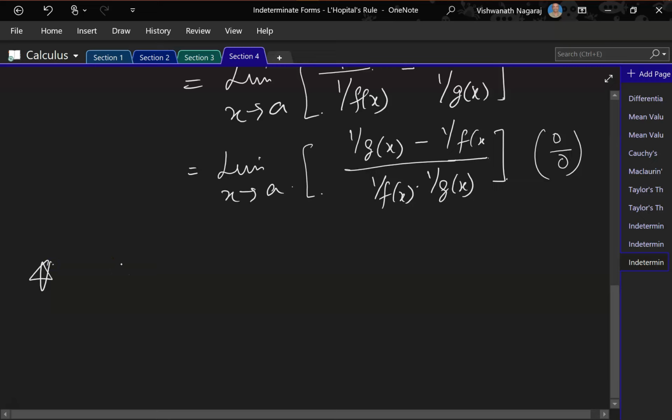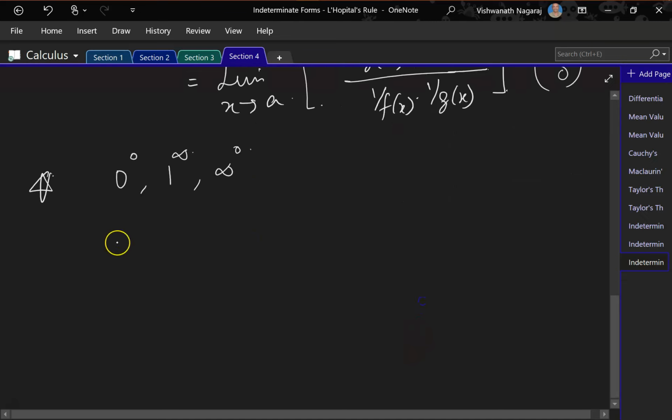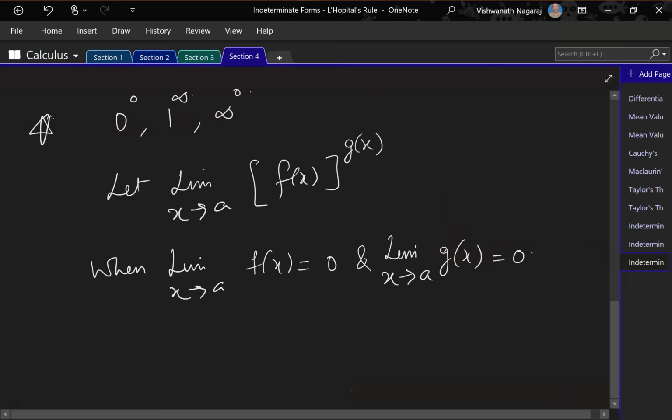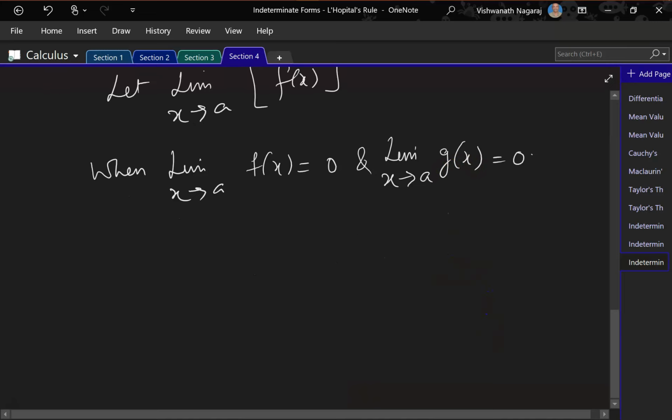Okay. Now the rest of them, 0 to the power of 0, 1 to the power of infinity and infinity to the power of 0. So let the limit as x approaches a of f of x to the power of g of x, when the limit as x approaches a of f of x is equal to 0 and the limit as x approaches a of g of x is equal to 0. This is the first case, 0 to the power of 0.